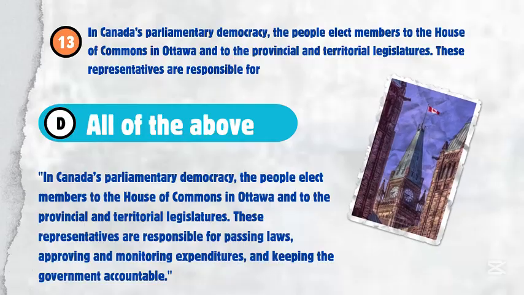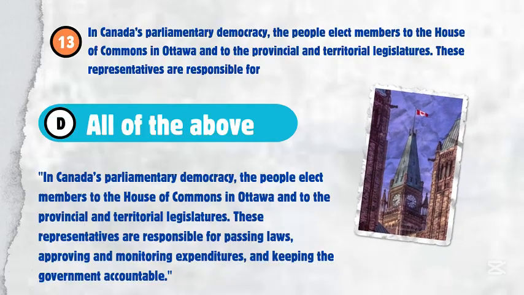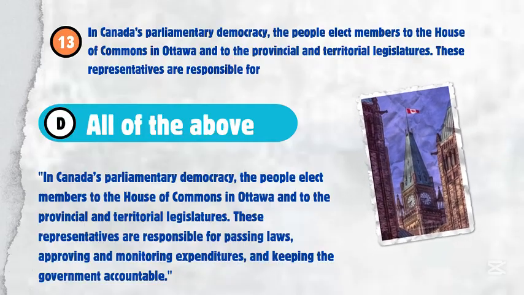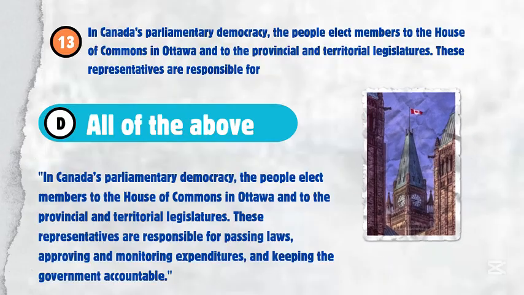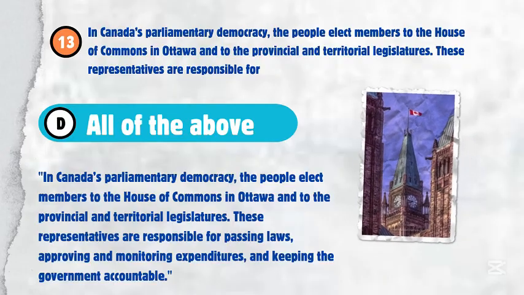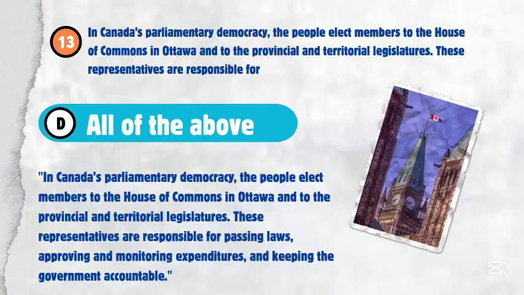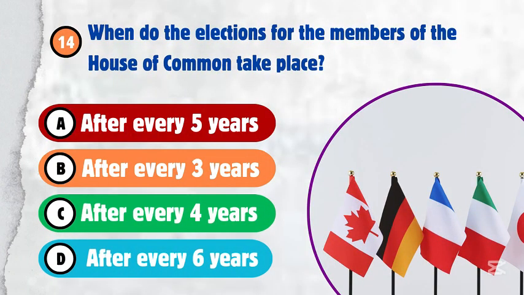In Canada's parliamentary democracy, the people elect members to the House of Commons in Ottawa and to the provincial and territorial legislatures. These representatives are responsible for passing laws, approving and monitoring expenditures, and keeping the government accountable.